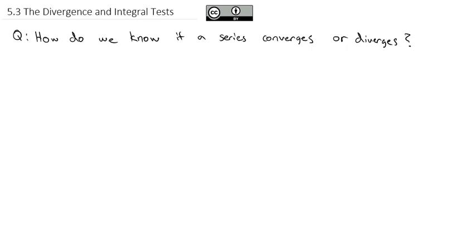And actually, this is the question that's going to stay with us throughout this entire unit. Does the series converge or does the series diverge? We're actually more interested in whether or not it converges or diverges than what it actually adds up to.